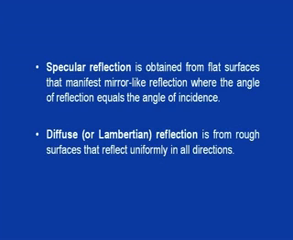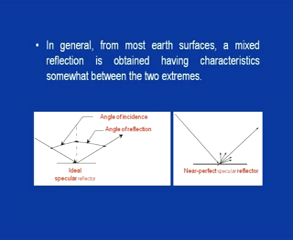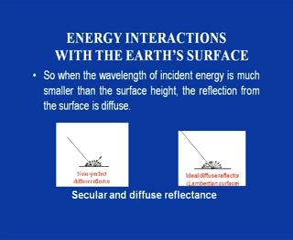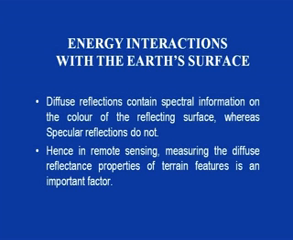The second type of reflection is diffuse or Lambertian reflection, and is from rough surfaces that reflect uniformly in all directions. In general, most earth features or surfaces have a mixed reflection, having characteristics somewhere between the two extremes. So, when the wavelength of incident energy is much smaller than the surface height, the reflection from the surface is diffuse. Diffuse reflections contain spectral information on the color of the reflecting surface, whereas specular reflections do not. Hence, in remote sensing, measuring the diffuse reflectance properties of terrain features is an important factor.